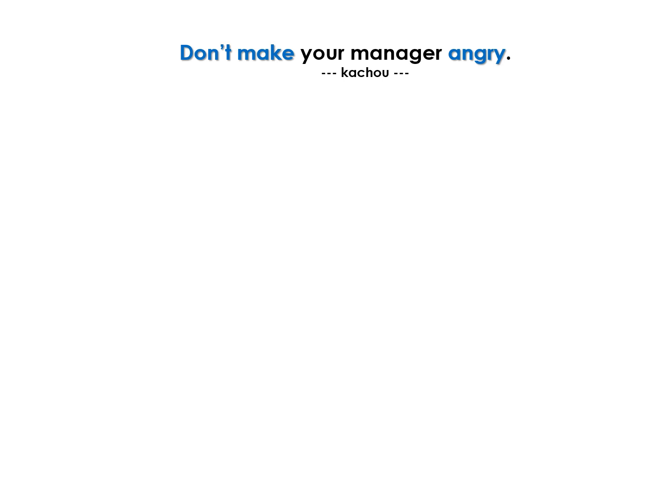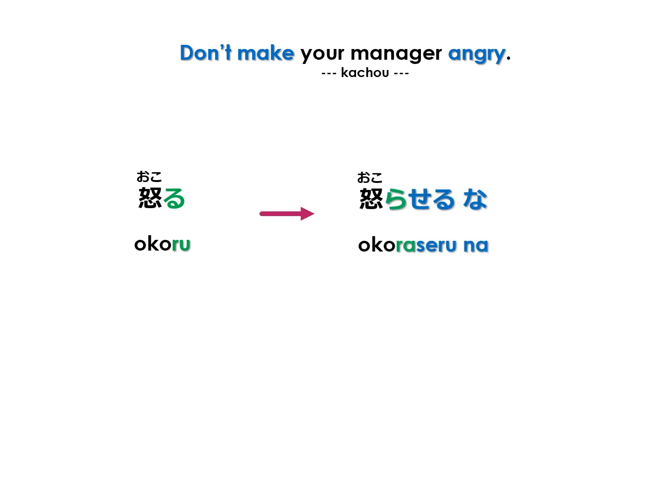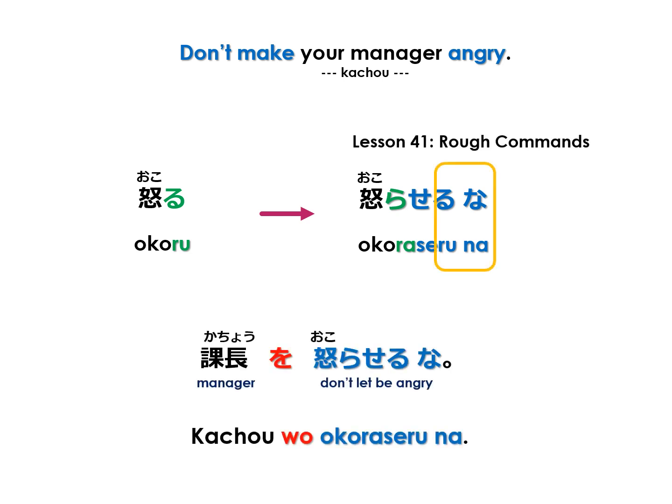Don't make your manager angry. Our verb here is a combination of causative and rough command. To get angry is 怒る, and conjugating for causative and don't, we get 怒らせるな. You can review making rough commands in lesson 41. Our sentence, 課長を怒らせるな.